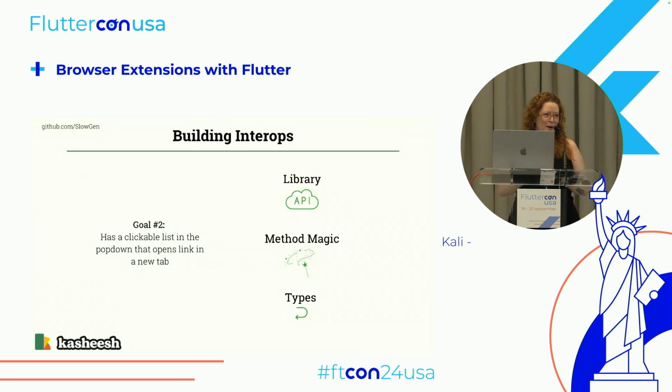All right, the interop part. This is the fun part. So this is the second goal for us. We're going to build a clickable list that, when you click on it, opens up in a new tab. So the extension lives in its own context, and trying to navigate normally doesn't work. So if you want your extension to function as a bookmarks tab, you want it to open up in your browser. So for that, we need the Chrome API. So we're going to talk a little bit about the library, go over some methods and a little bit of magic that we do with those, and talk about types.